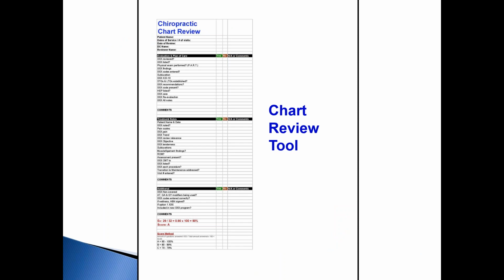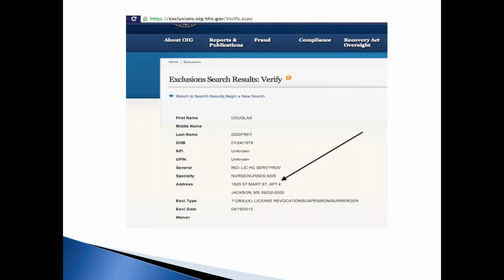You're supposed to do an internal chart review. Yeah, Medicare requires you to do internal reviews. How often? Not often. Maybe once or twice a year. You're supposed to go to the Medicare exclusions list to see if you or anybody in your office are excluded from the Medicare program. Go to the website you see on your screen, exclusions.oig.hhs.gov. Put your name in. Hopefully, it won't pop up as being excluded.